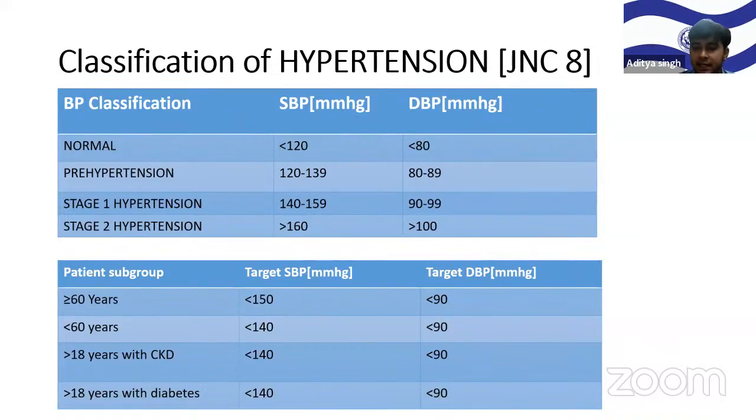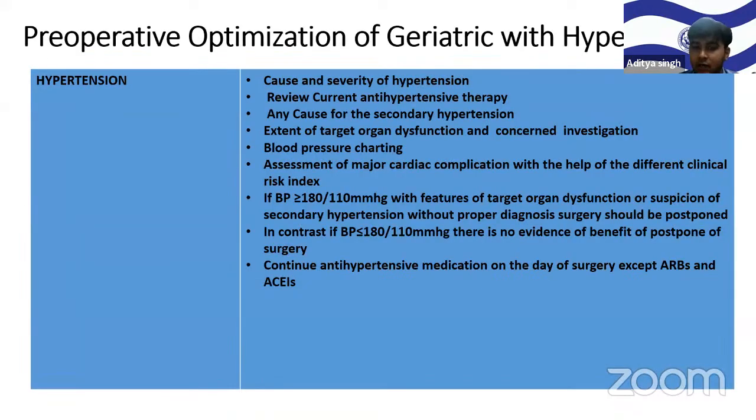Ma'am, this patient is a case of hypertension. First, I'll assess the cause and the severity of the hypertension. I'll review the current antihypertensive medication. Is there any cause of secondary hypertension or any suspicion of major organ dysfunction in this patient? Then I'll do the blood pressure charting and assessment of major cardiac complications with the help of risk indexes. The revised cardiac risk index may be used.